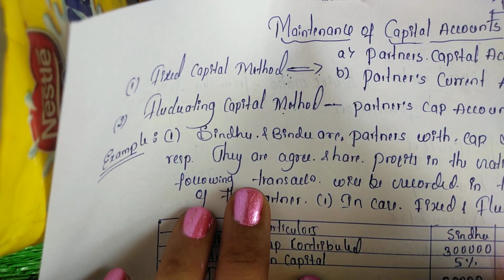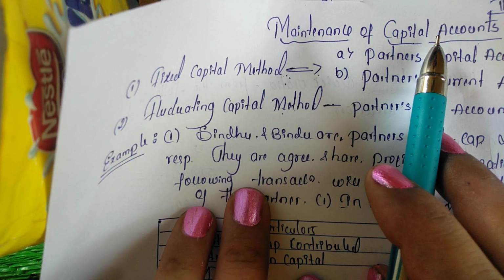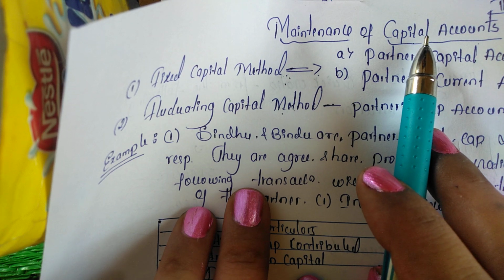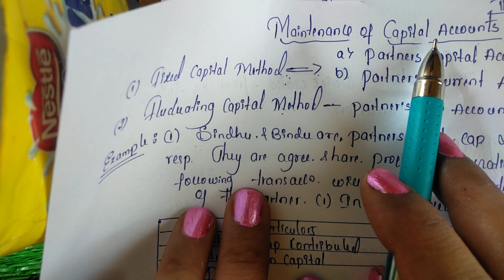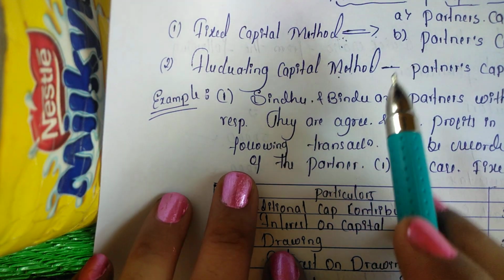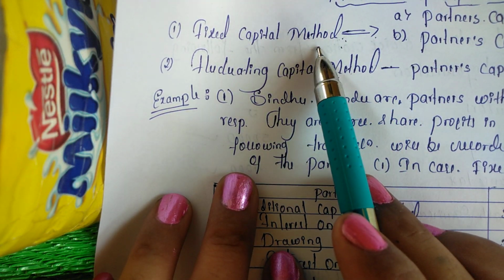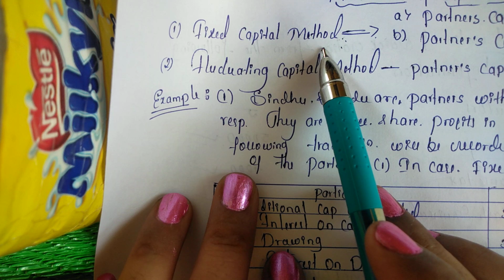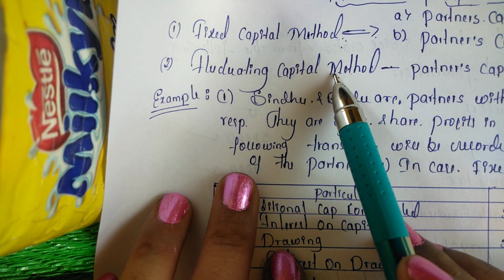Everyone, today I am going to deal with the topic of maintenance of capital accounts. It is a part of accounting for partnership, basic concept, chapter 2. Here there are two methods for maintaining the capital accounts. One is the fixed capital method, the other one is the fluctuating capital method.